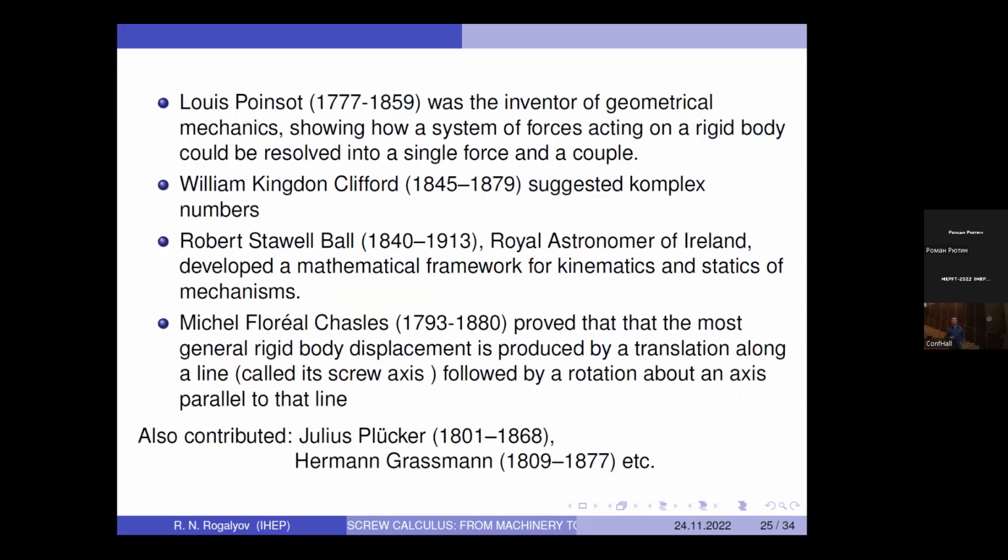And other people who worked on the subject are Louis Poinsot, William Clifford, Robert Ball, the author of a monograph on screw calculus, Michel Chasles, and also Julius Plücker and Hermann Grassmann.